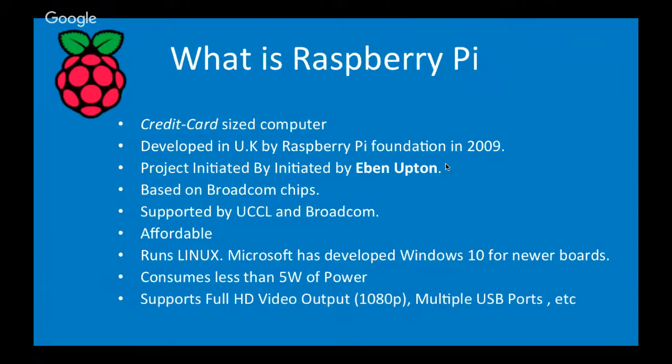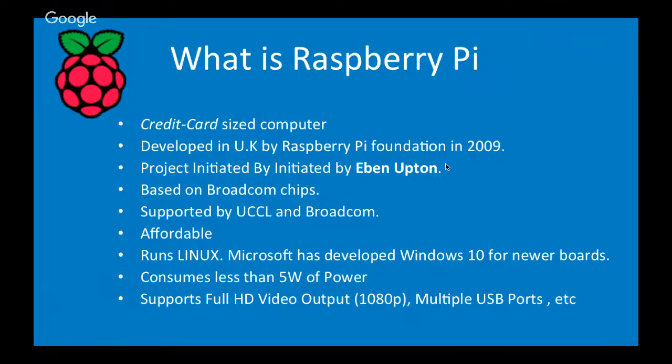So what is Raspberry Pi actually? It's a credit card size computer. It's a very small chip or board that you can call it. It was developed in the UK by the Raspberry Pi Foundation in 2009, initiated by Eben Upton. It is based on Broadcom chips. It is very affordable. You can even order it from Amazon for about 2,500 rupees or so, and you get a full Raspberry Pi kit under 4,000 rupees.